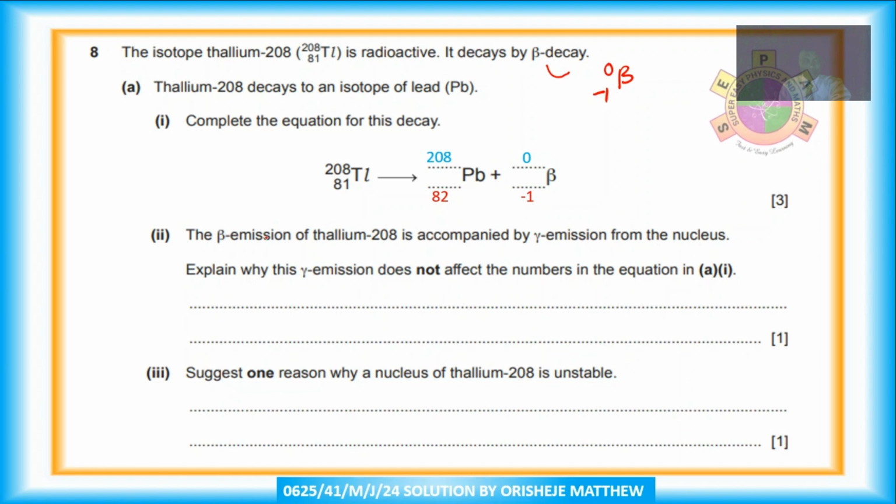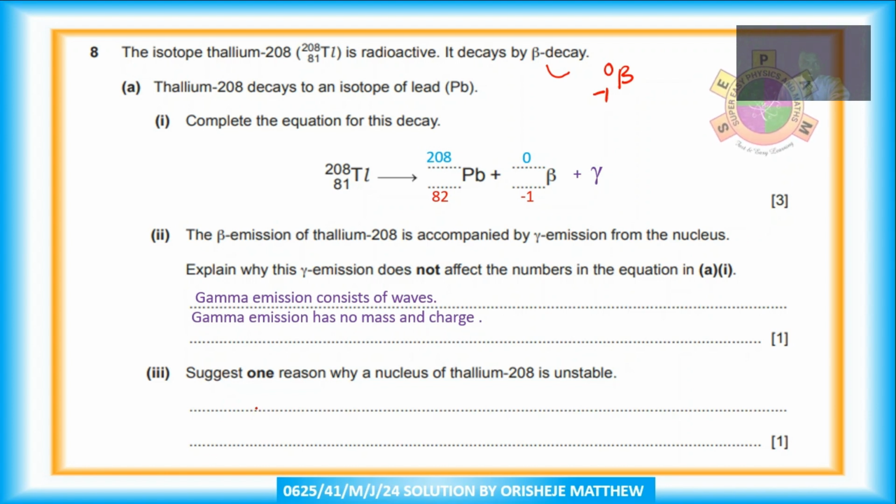Question 8a(ii). The beta emission of thallium-208 is accompanied by gamma emission from the nucleus. Explain why this emission does not affect the numbers in the equation in 8a(i). It's because gamma emission consists of waves, and gamma emission has no mass or charge.